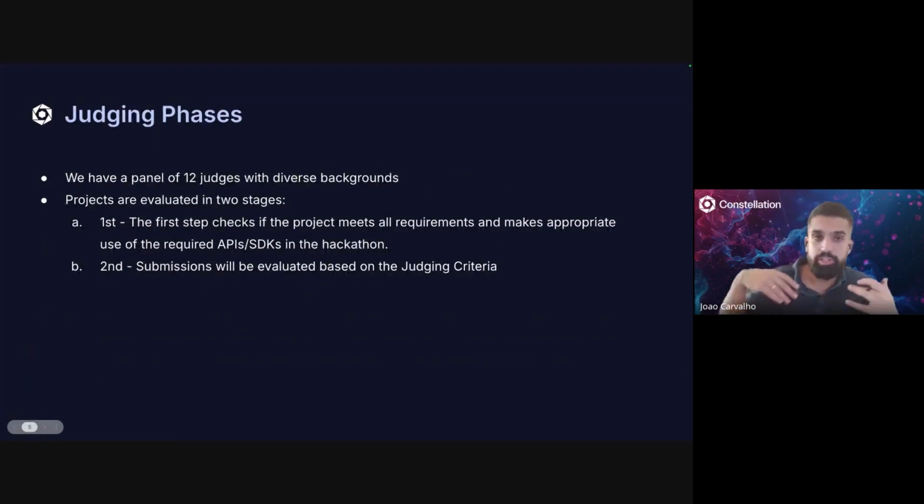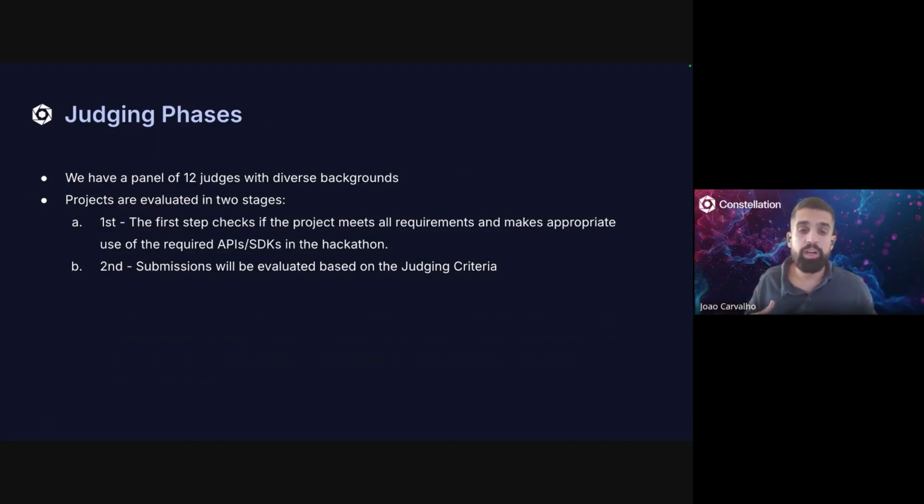In terms of the judging, basically we'll have two phases here. We have 12 different judges with really diverse backgrounds. Once again, that's why we need you to be clear on explaining what your project is, because we have people with some technical background, people with more of a product background. So the more clear you are on all the steps of your project, the better for your chances to get a prize. And so, as I said, there are two phases here.